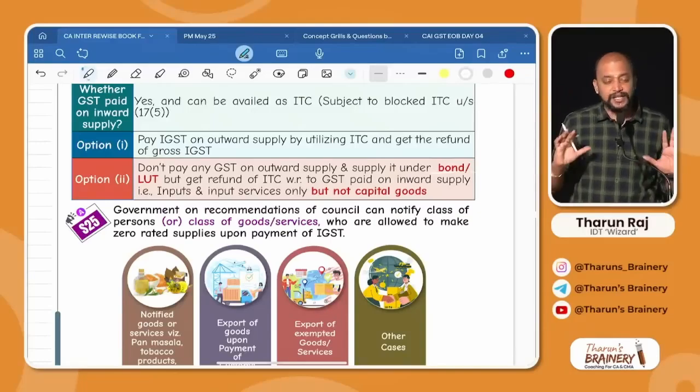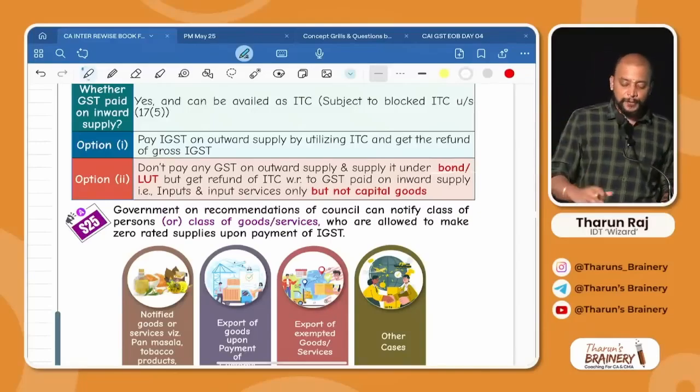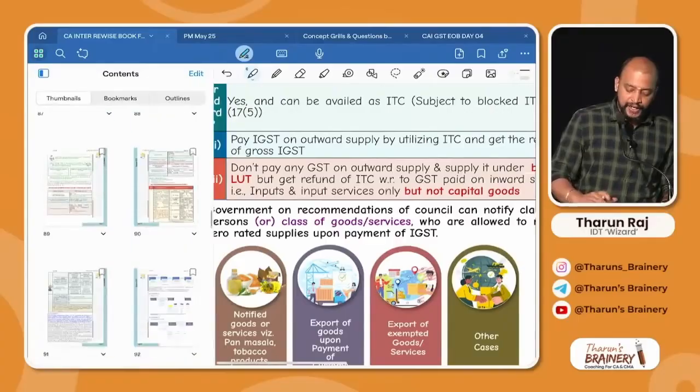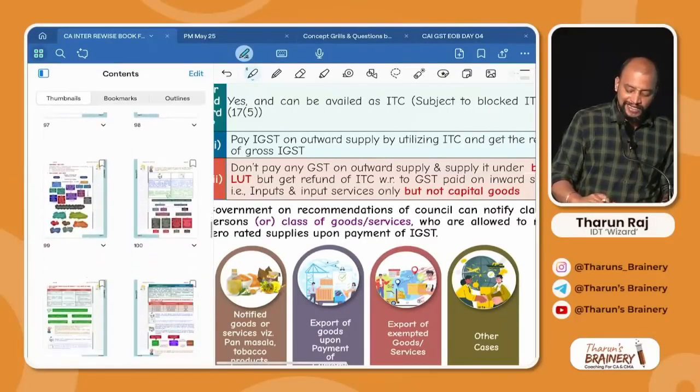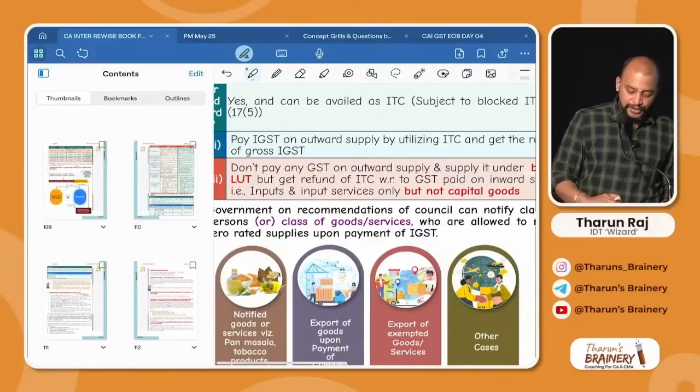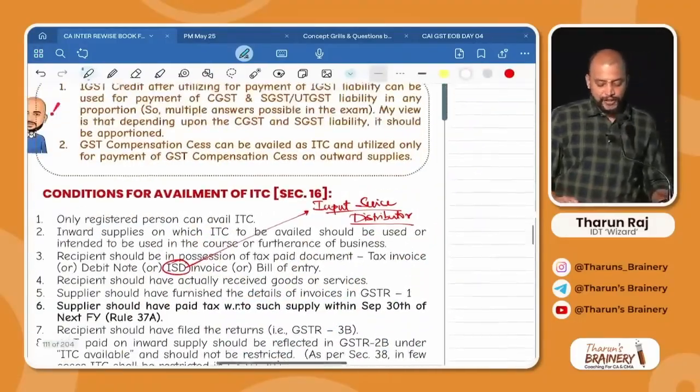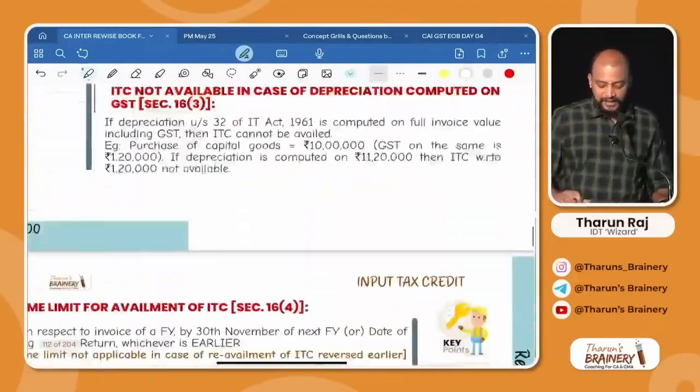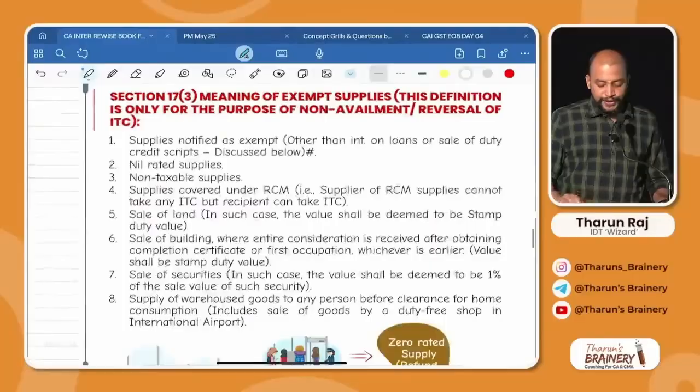That's why it is called zero rated supplies. Even though it is zero rated, for the purpose of ITC, what is it treated as? It will be treated as taxable supplies. So that's why we can take ITC with respect to that.